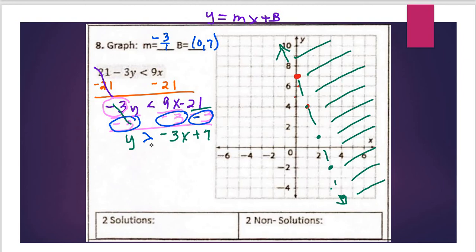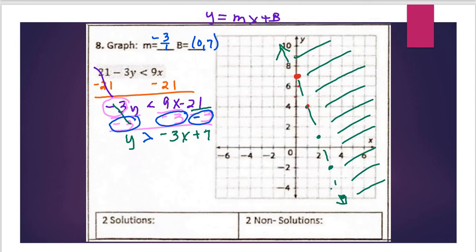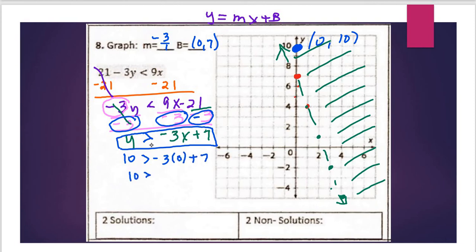And then you can test a point right here. So let's go and use our same point that we used a while ago. Let's check 0, 10. Let's check out this point right here, 0, 10. So when I put this in, I have 10, and here is, let me box that off, greater than negative 3 times 0 plus 7, and I have 10 is greater than, and that cancels out, 7. This is true. So that point is a solution. So I'm going to put this down here, 0, 10.